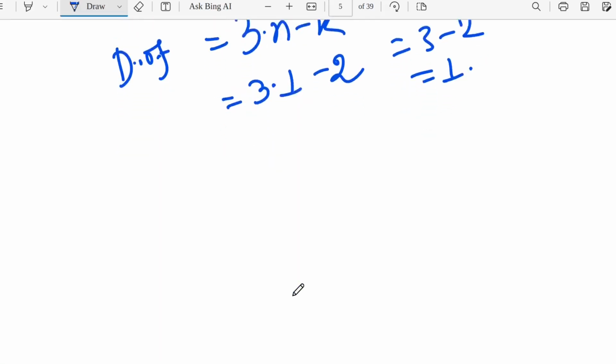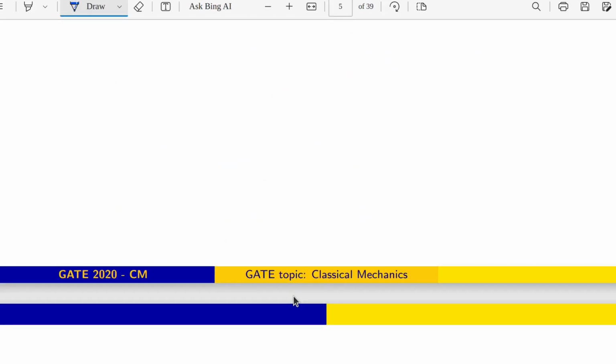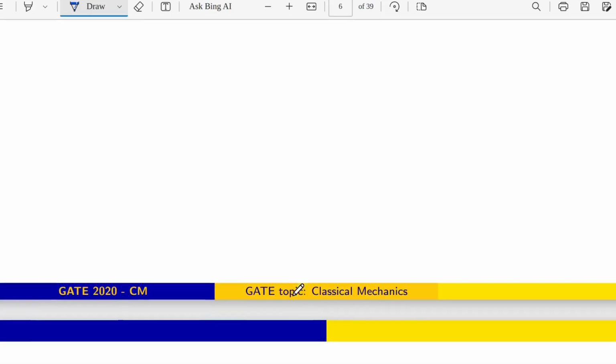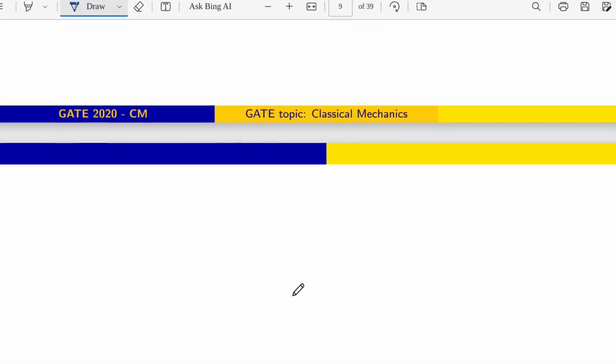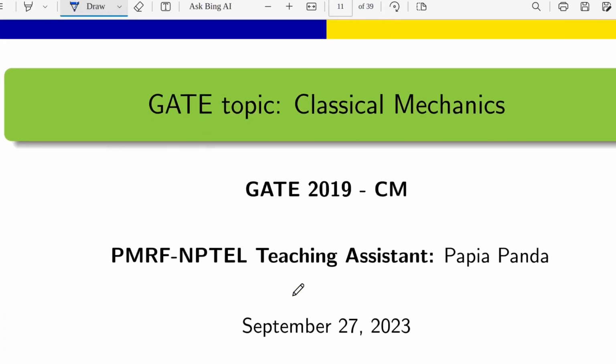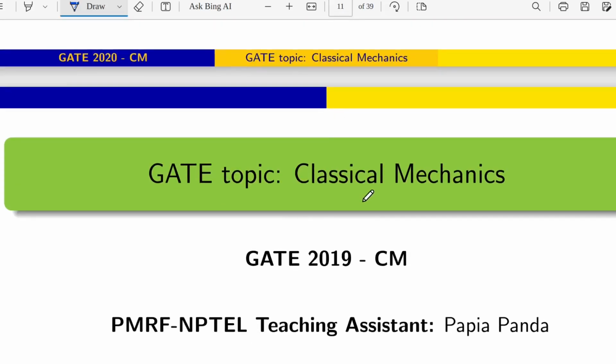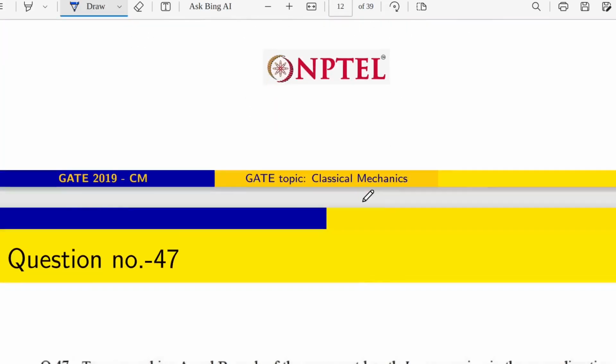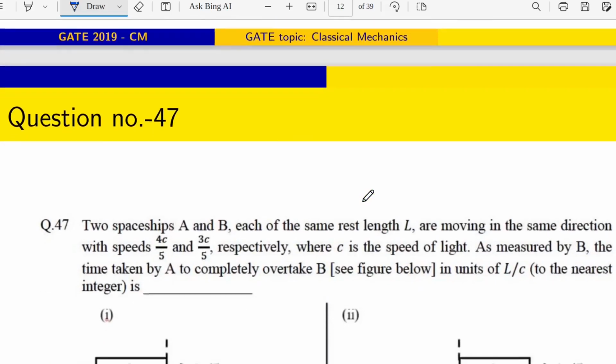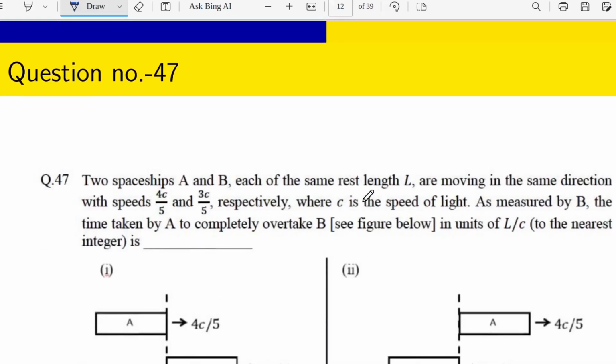Okay, so I think it's understandable, and we will go to the next question. Where is the next question? Yes, this is the next question. This is coming from the 2019 question paper, and it is also on the topic of classical mechanics. This is question number 47. This question is a little bit tricky, not that much. So we will read the question very carefully, and after that we will do the answer.